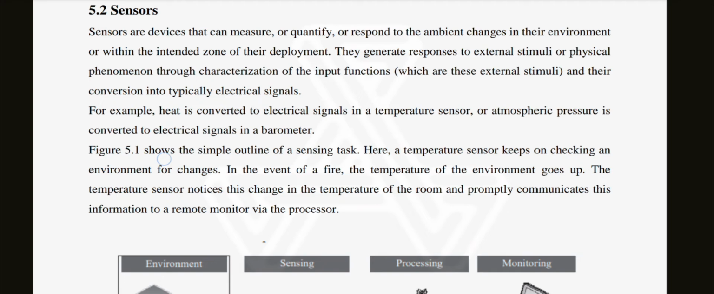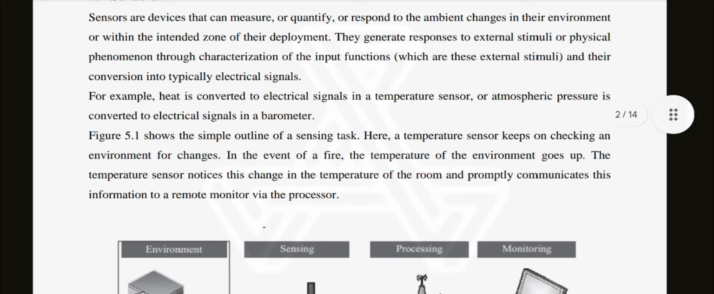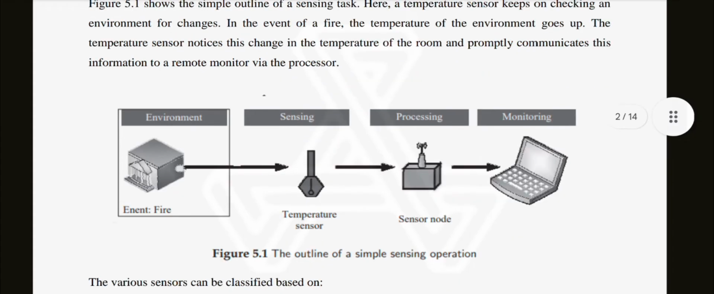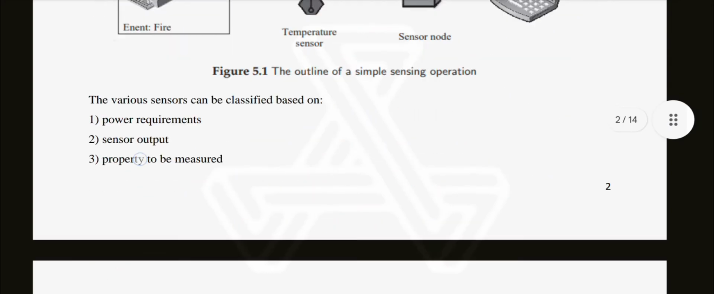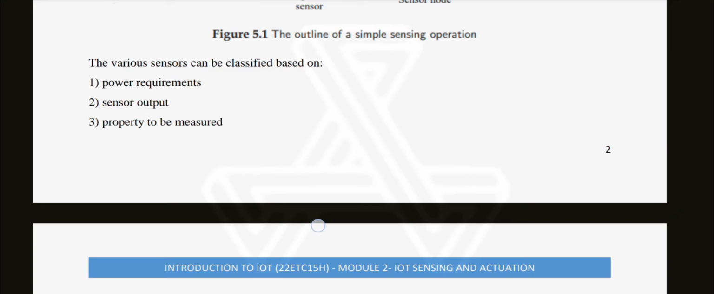Here, a temperature sensor keeps on checking the environment for changes. In the event of a fire, the temperature of the environment goes up, and the temperature sensor notices this change in the temperature of the room, and promptly communicates this information to a remote monitor via the processor. Environment event: fire, sensing, temperature sensor, processing, sensor node, monitoring. The outline of the simple sensing operation. Various sensors are classified on the basis of power requirement, sensor output, and property to be measured.